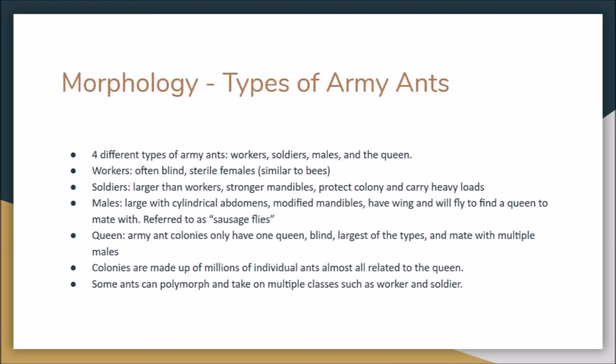The queen: army ant colonies only have one queen. It is blind, and it's the largest of all the types, and it mates with multiple males and is capable of reproducing a vast number of times. Colonies are made up of millions of individual ants that are almost all related to the queen, and additionally, some ants can polymorph and take on multiple different classes, such as worker and soldier.